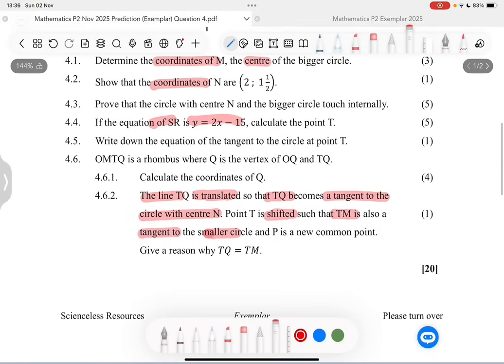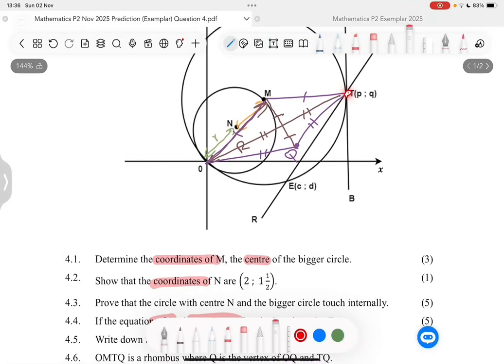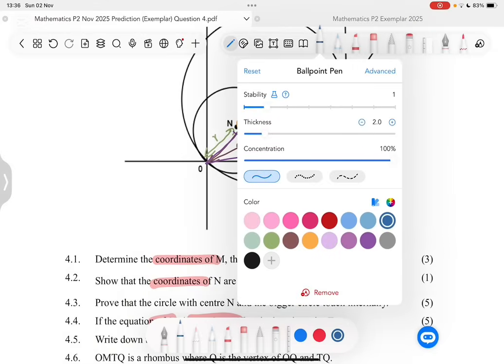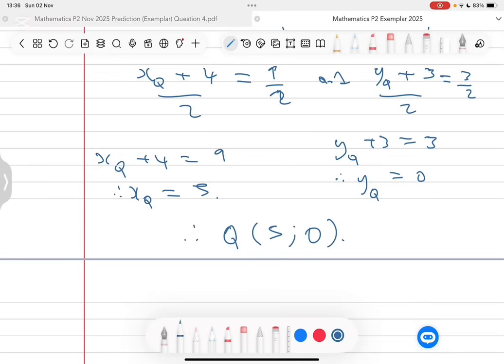Now, the statement continues to say, and P is a new common point. So this T, when we move it, it becomes a new point P. So at some point here, we have a point P. Maybe let's say it's somewhere here. And my lines are now sitting in a way that I'm going to have point T being moved there, and this one being moved also there. And both these lines are tangents to that circle.